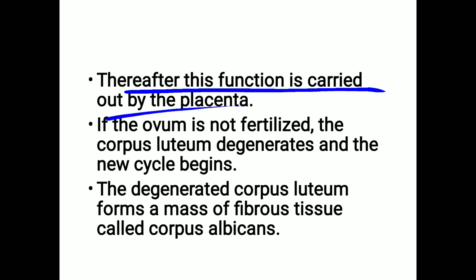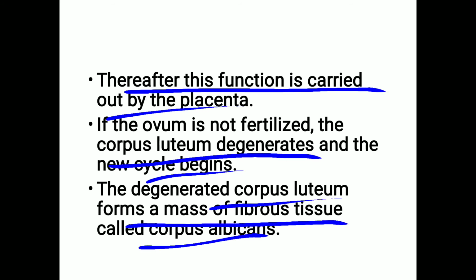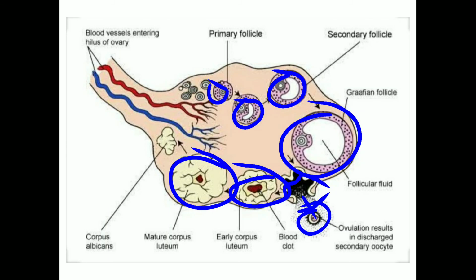Okay. And if the ovum is not fertilized, then the corpus luteum degenerates, and a new cycle begins. This degenerated corpus luteum forms a mass of fibrous tissue, and that is called corpus albicans. So this is the corpus luteum. When it degenerates, it becomes a small mass of fibrous tissue, and that is called corpus albicans.